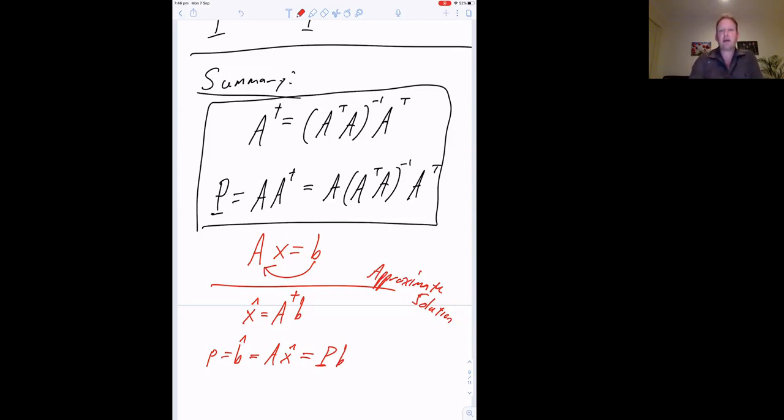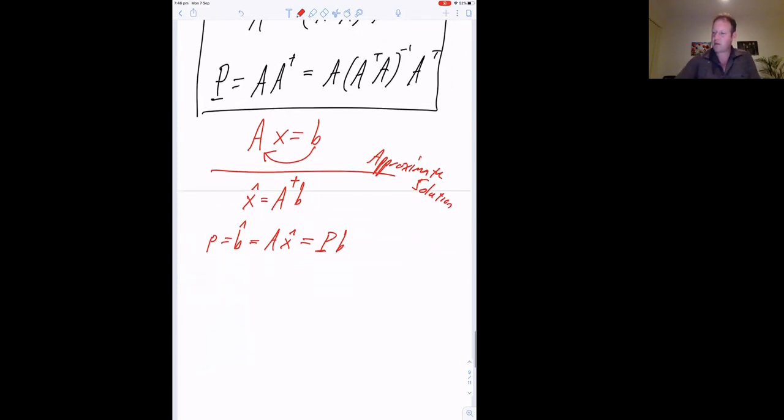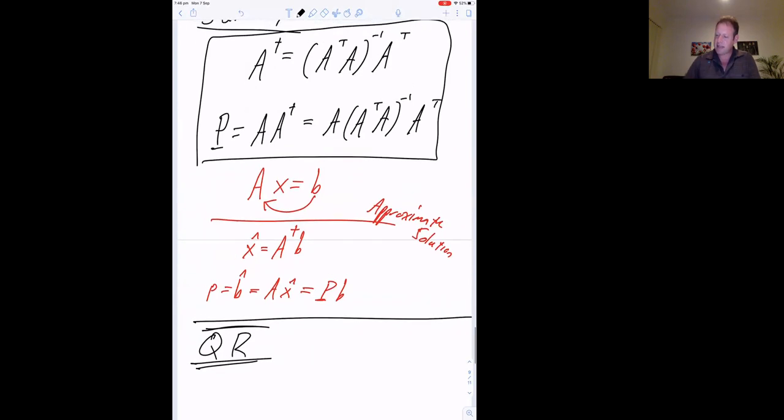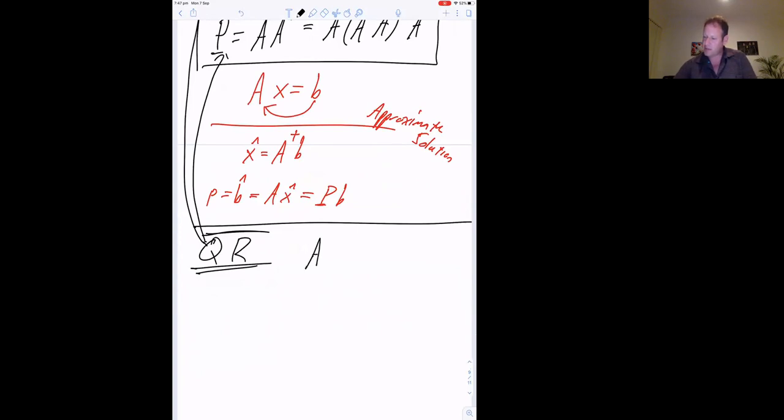Now, just to close in the last few minutes, let's connect this to the QR decomposition. Let's enjoy sticking QR inside each of these matrices and see what happens. So with QR, if we have A, which is again assumed skinny full rank. When I say skinny, it can also be square.